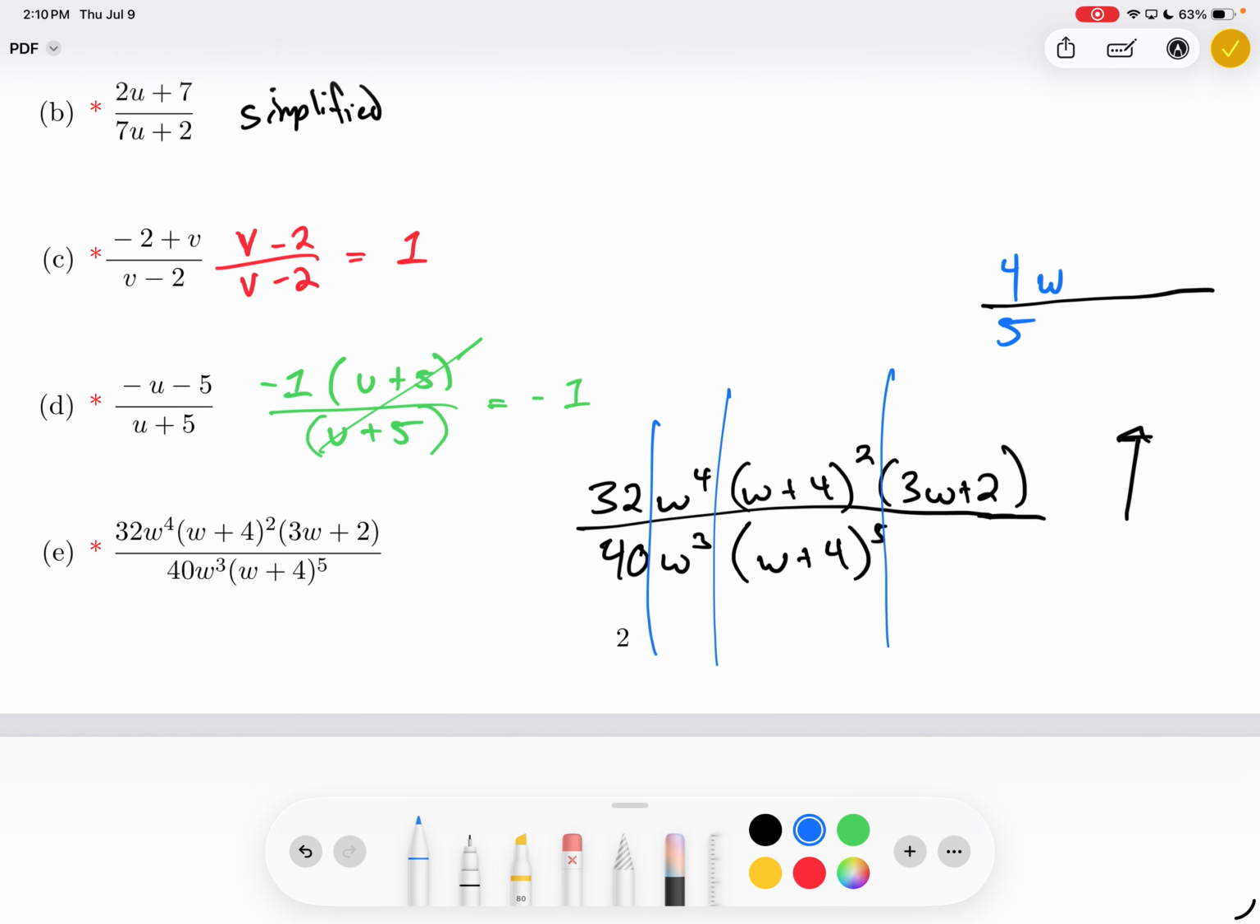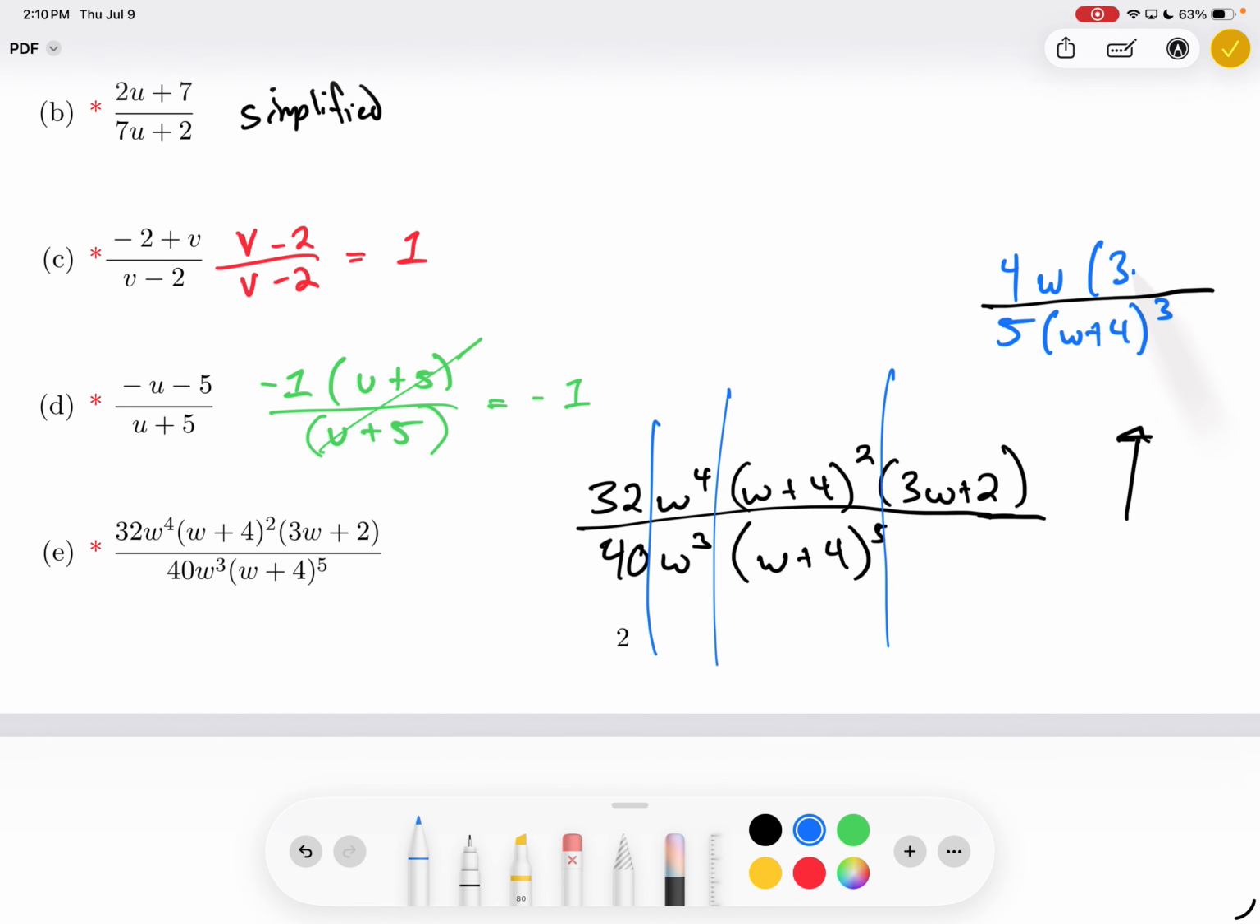That W plus 4, I've got 2 of these on top and then 5 of them on the bottom. So it's the same thing, even though we got more. I got 2 of these on top and 5 of these on the bottom, so I've got 3 extra of them on the bottom. So you work that the same way. You just kind of do 2 of those on top, 5 on the bottom. You got 3 extra on the bottom.